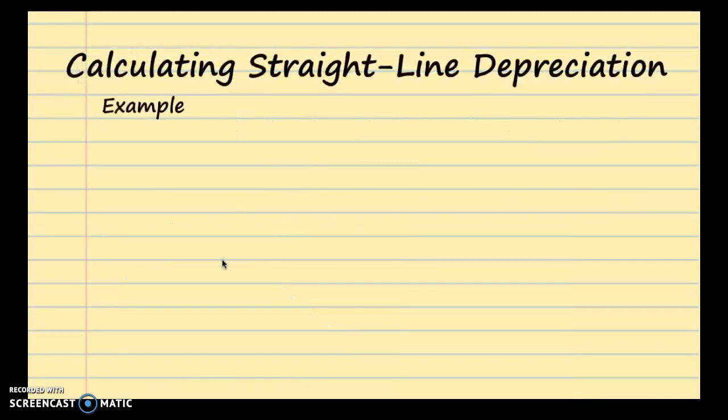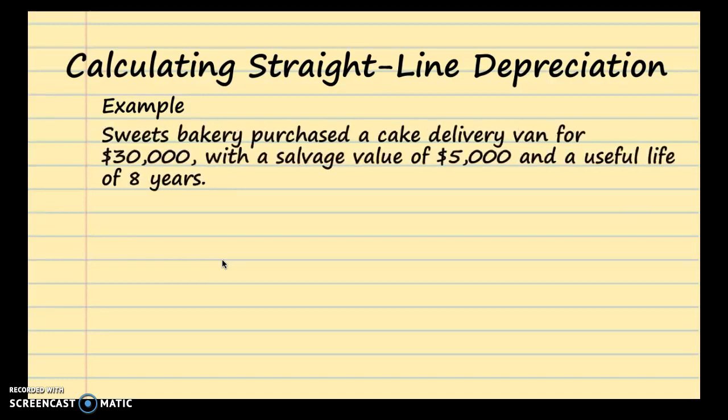The first type of depreciation calculation is straight line. This is when the same amount of depreciation is taken from each accounting period. We will calculate the depreciation of a delivery van for 1 year with straight line. We will use the example above.